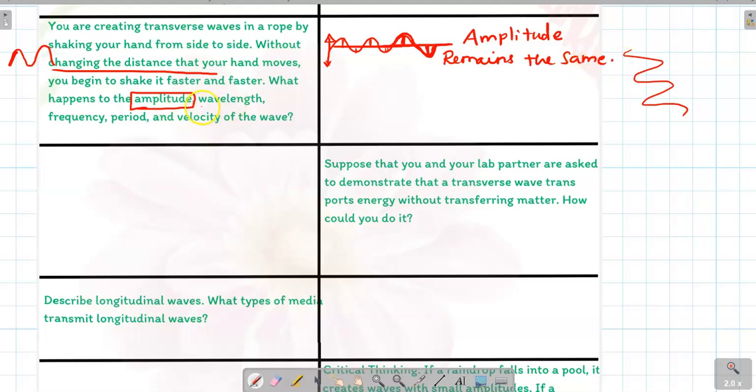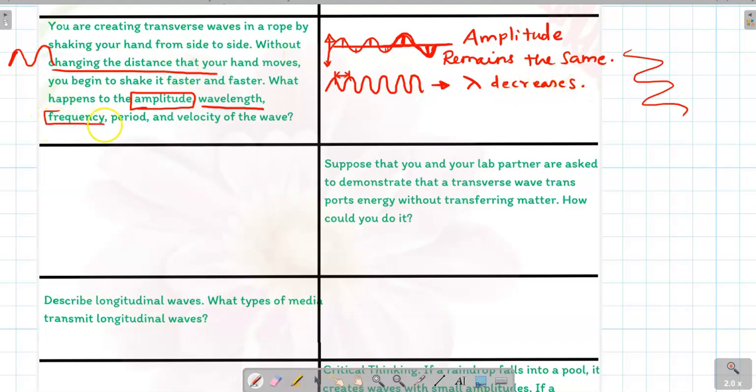Okay, next question: wavelength. Now you are moving it faster and faster, which means you are trying to increase the number of waves. As you are increasing the number of waves, you can notice the length of one wave decreases, which means the wavelength decreases. You can say the wavelength lambda decreases.